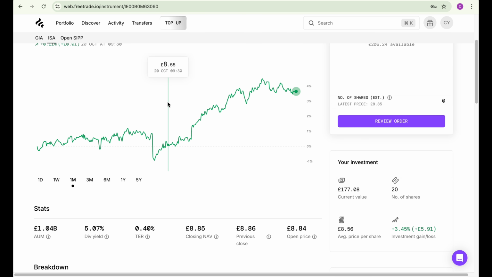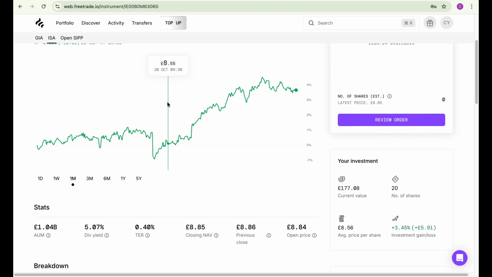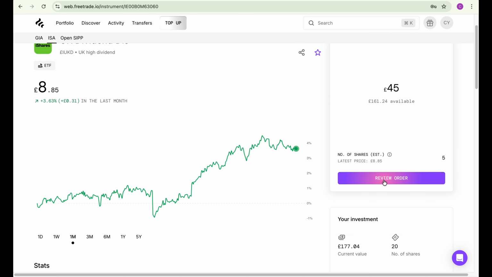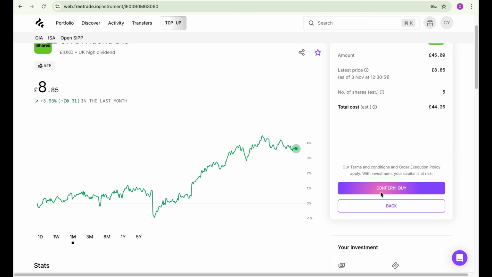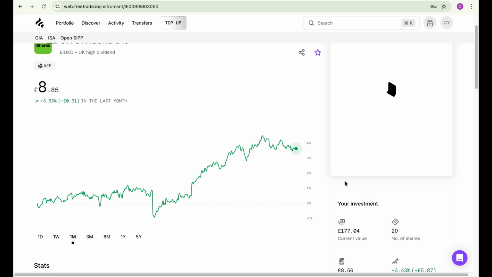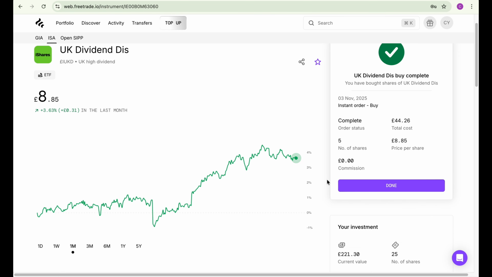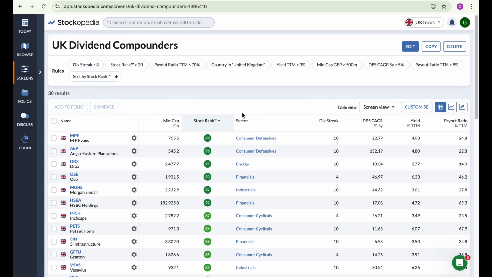So for a portfolio that's built to generate income and reinvest those dividends for growth, IUKD just makes sense as a core holding. That's why I'm going to add to my position today and continue building it out every single month. I'm going to add 5 more shares for a total amount of £45, and at the end of today's video I will reveal how much income my portfolio is generating both monthly and yearly, so you'll want to stay tuned for that.